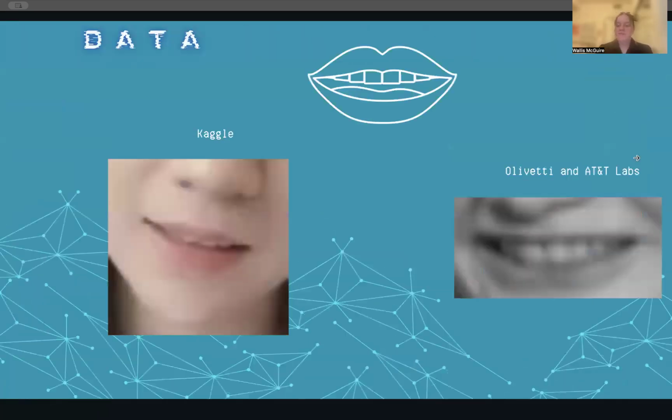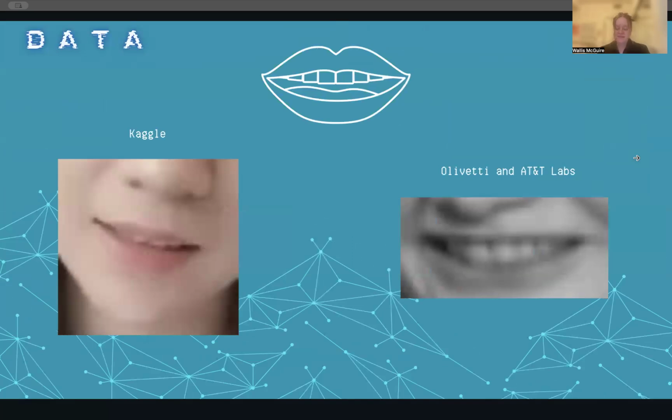As for the data, I'm using two data sets. One I found from Kaggle, which is just a machine learning AI website where you can find data sets. And they have a variety of things. So I was able to find a fairly large data set, over 300 images of people's mouths.